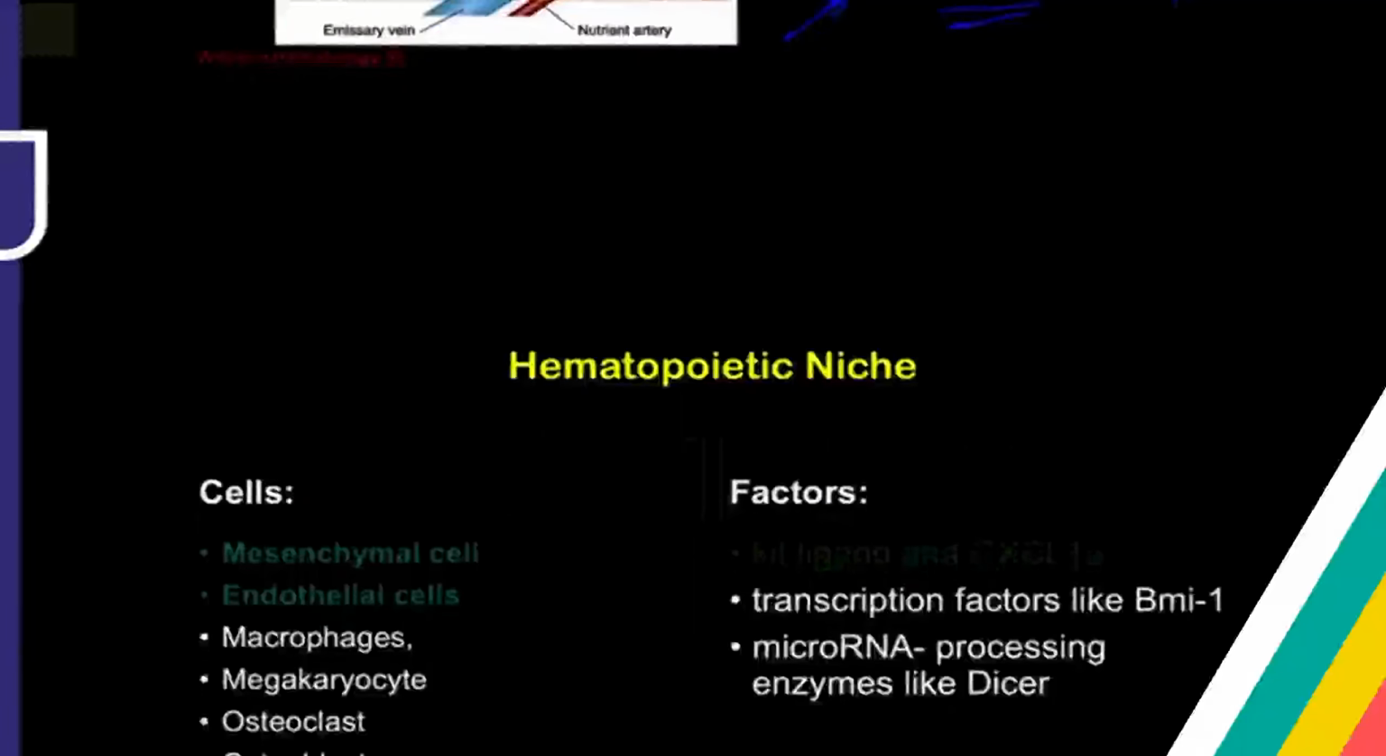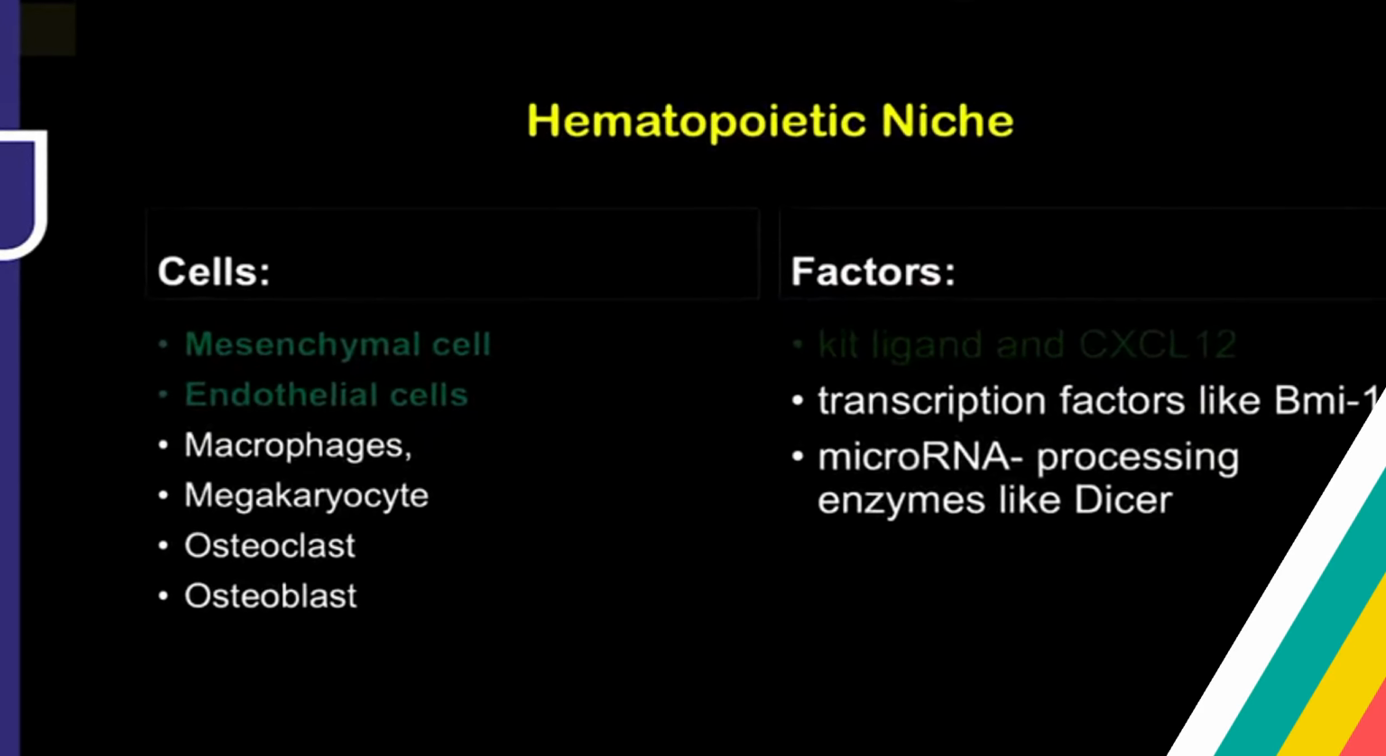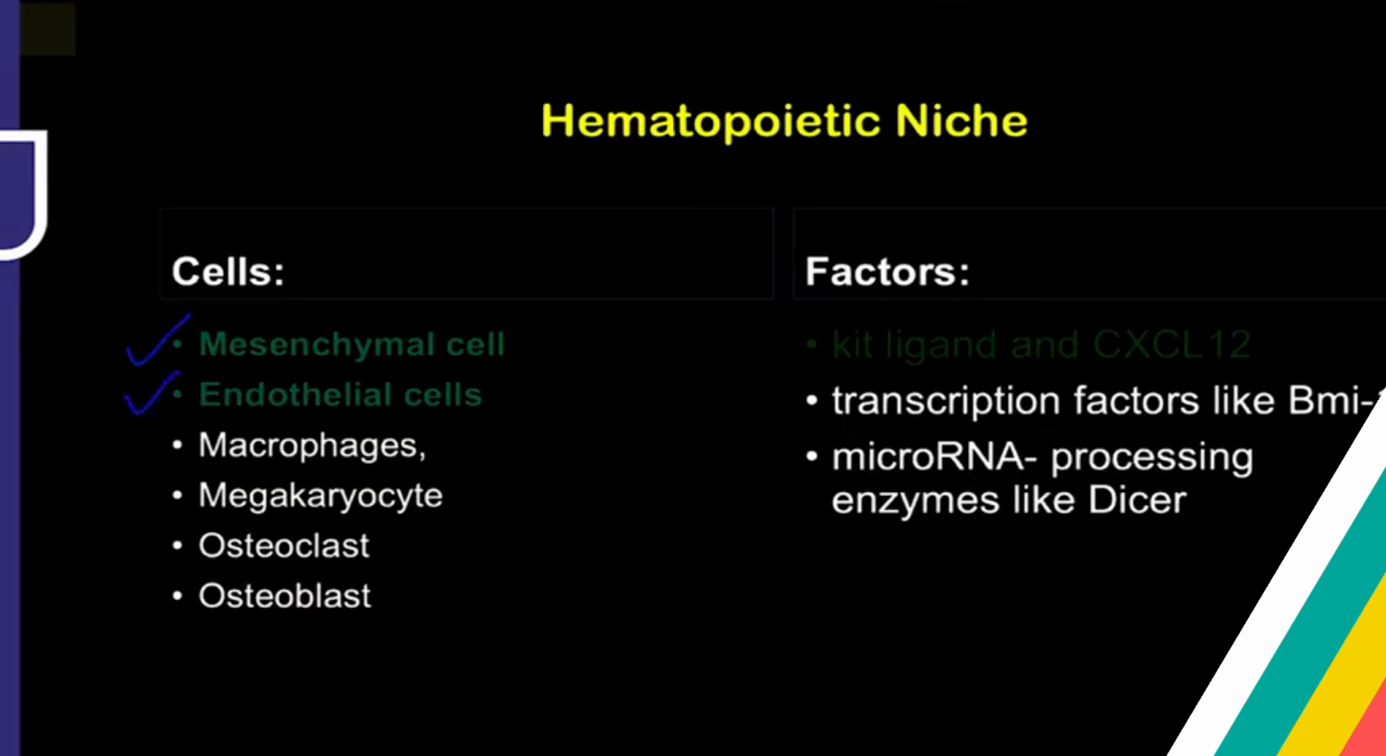So now we have to understand that in the community of the hematopoietic niche, what are the different cells? I told you that there will be multiple cells, like for example mesenchymal cells and endothelial cells. Vessels are there, blood vessels, it is close to the vessel.